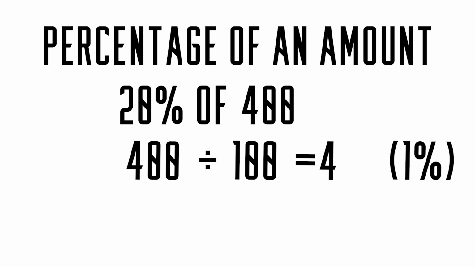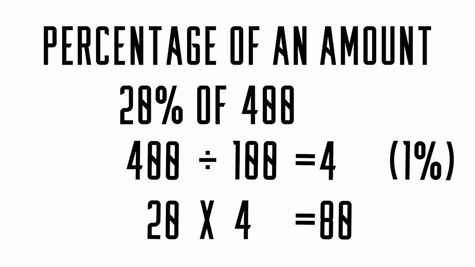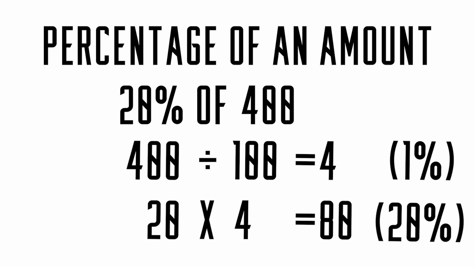Now we take this 1% and multiply it by 20 to find the 20% that we were looking for. Multiplying 20 by 4 is 80. So we now know that 80 is 20% of 400.